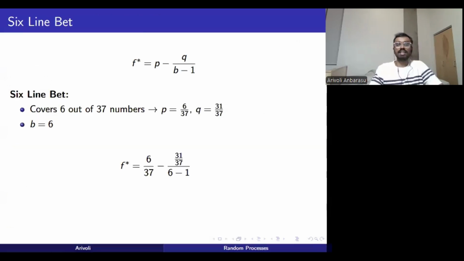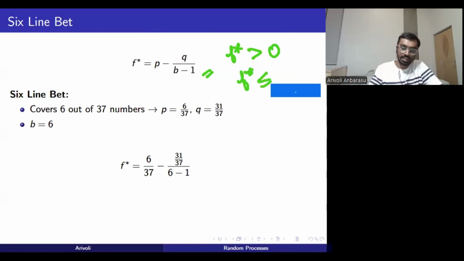We will apply the Kelly strategy in the case of a six-line bet. We have the Kelly fraction here, and we said that if f star is greater than 0, then we have an edge and we should bet. And if we get f star less than or equal to 0, then you should not bet. Our assumptions made in the derivation do not hold here.